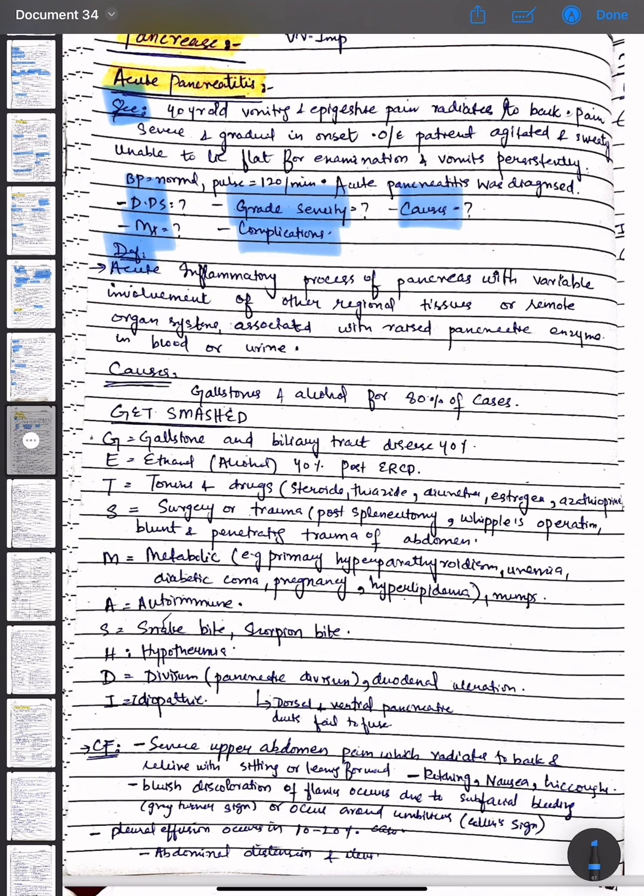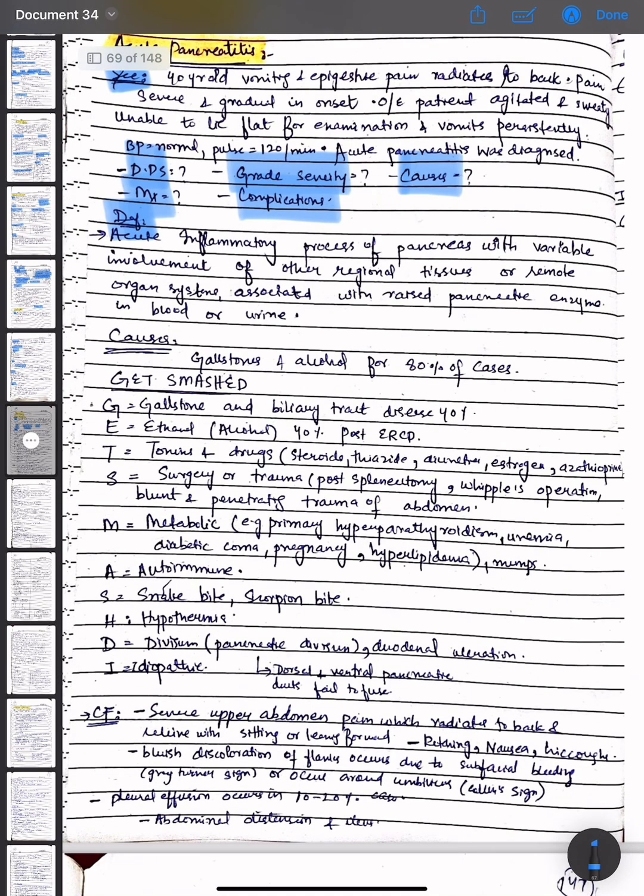The definition that we have for acute pancreatitis is an acute inflammatory process of the pancreas with variable involvement of other regional tissues or remote organ systems, associated with raised pancreatic enzymes in blood or urine. Now, what are the causes? These are gallstones and alcohol, accounting for 80% of the cases.